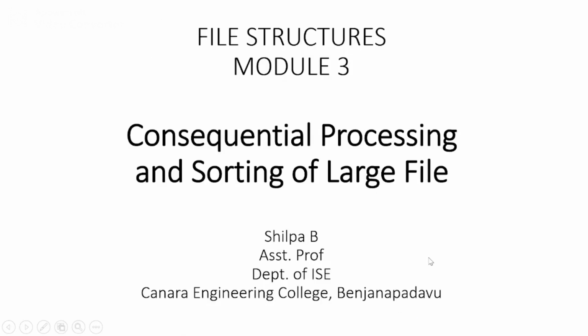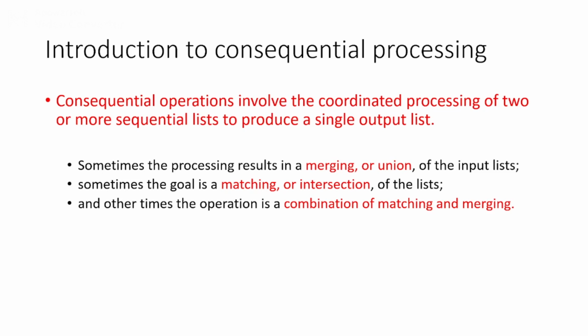Hello everyone. So today let us go for co-sequential processing and sorting of large file. This comes under module 3 file structures. So initially we'll just go for introduction of co-sequential processing. What exactly co-sequential processing is?